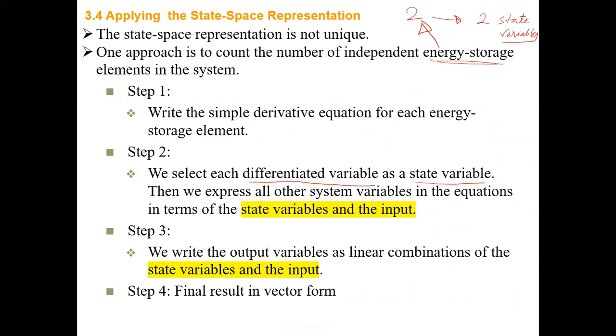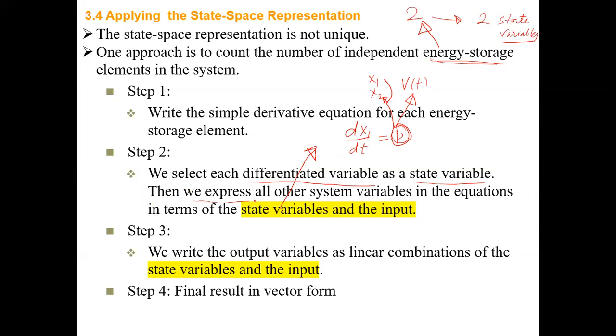So let me say what does that mean? Suppose you have dx1/dt equals, I don't know, p. But what are the state variables? State variables are, let's say, x1 and x2, and your input is, let's say, v, right? But you have the system variable p here. Now you have to write this p in terms of x1, x2, and v. That's what I'm trying to say.